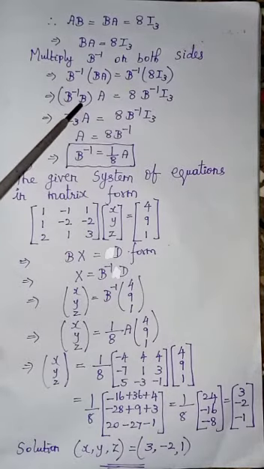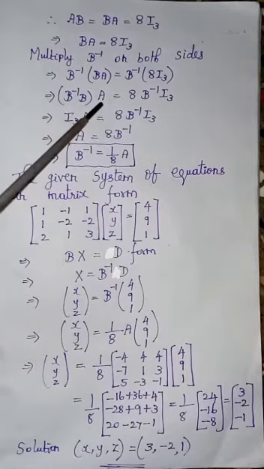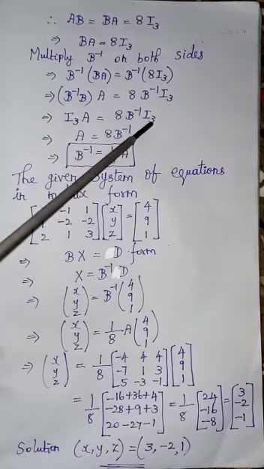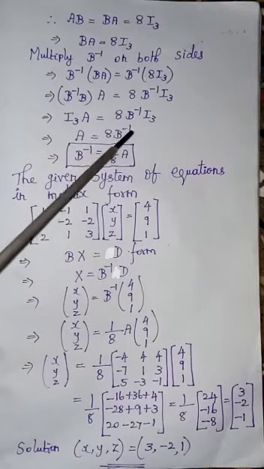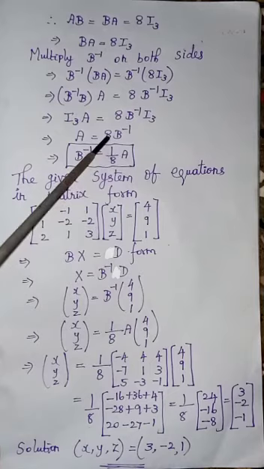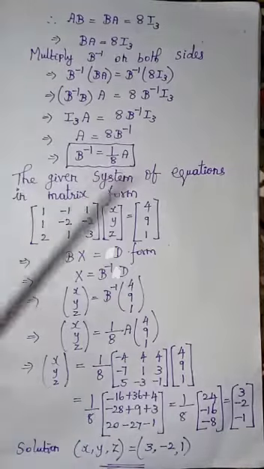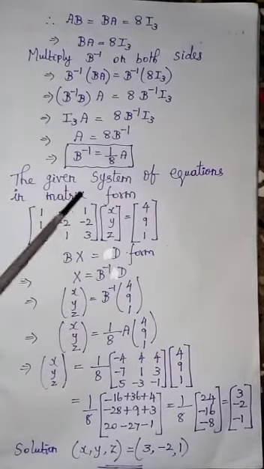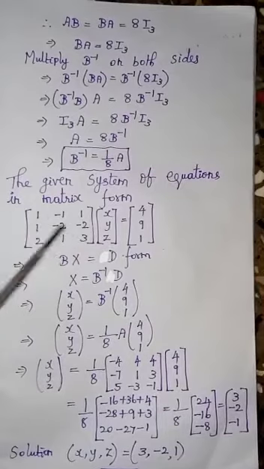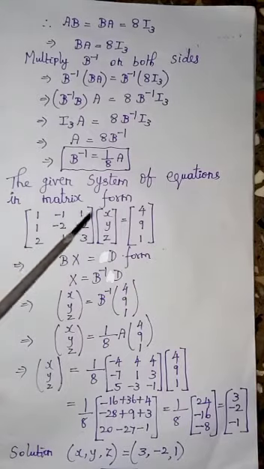B inverse B, the product of the matrix and its inverse, is equal to the unit matrix. So this becomes I3 into A equal to 8 B inverse I3. We get A is equal to 8 into B inverse, or B inverse is nothing but 1 by 8 into A. So A divided by 8 is equal to B inverse, or B inverse equal to 1 by 8 into A. So the given system of linear equations in matrix form: 1 -1 1, 1 -2 -2, 2 1 3.